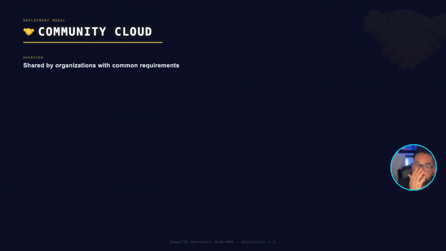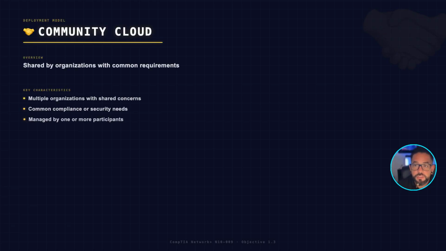A community cloud is shared by several organizations with common concerns, such as regulatory compliance or security requirements. It can be managed by one or more of the participating organizations or by a third party.